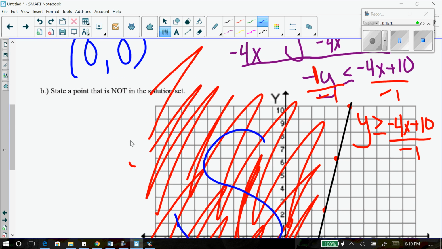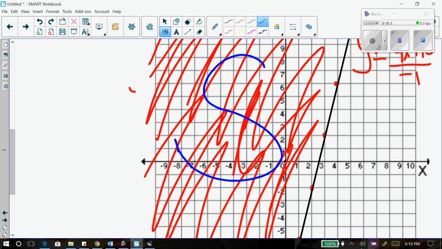A point that's not in the solution set would be a point that's not in the coloring area. So let's see, 9, 1. That's not in the coloring area.